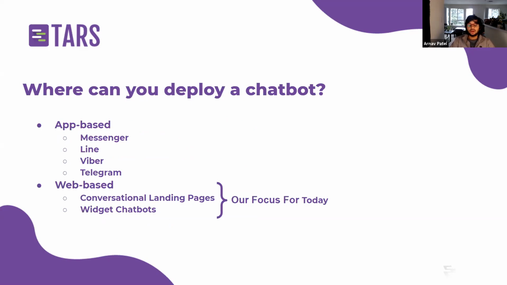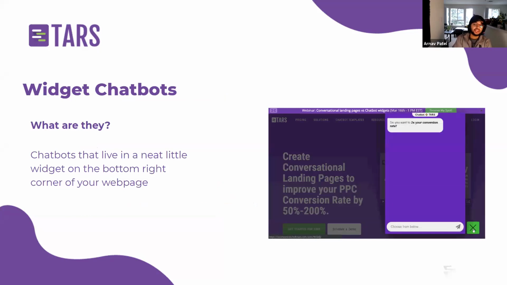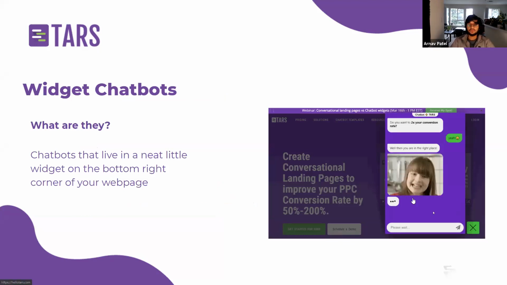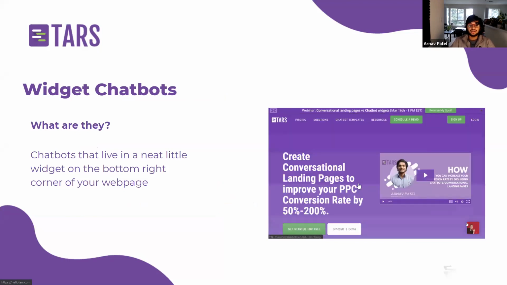So with that, now that we're done talking about these sorts of chatbots that we are not interested in, we can jump over to the chatbots that we are interested in today. And those are web-based chatbots. Now, as you can see over here, web-based chatbots come in essentially two types. There are widget chatbots, and there are conversational landing pages. So let's dive a little bit deeper into what each of these options are. Widget chatbots, as the name suggests, are chatbots that live in tiny little neat widgets on the bottom right, or for that matter, in the bottom left corner of your page. You could have them in the top right or top left. That would just be a little weird, but it is possible.